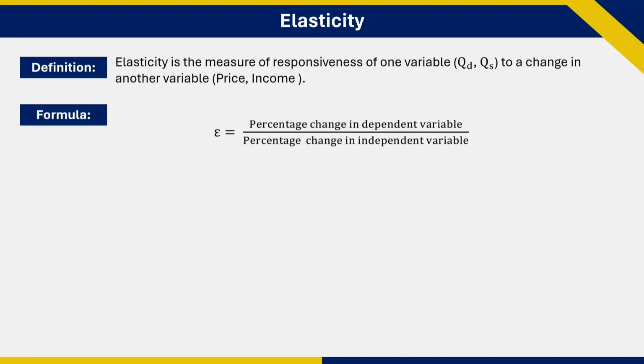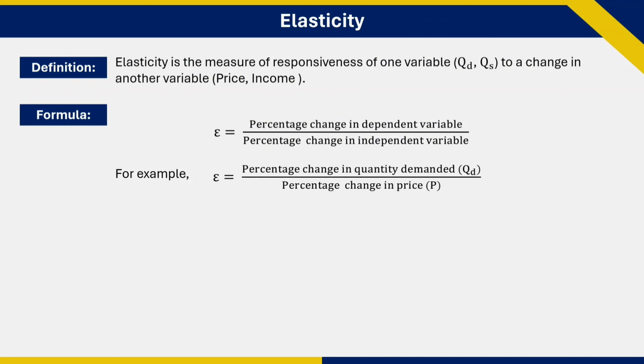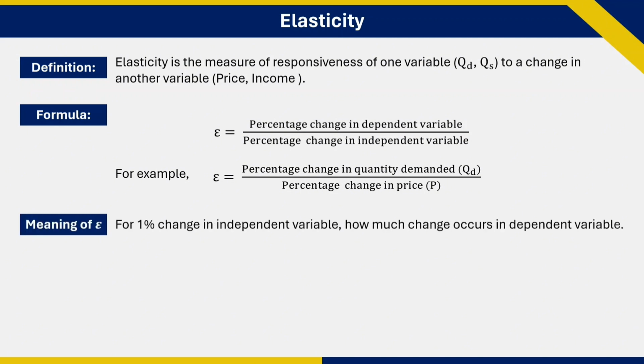The basic formula of elasticity is percentage change in dependent variable divided by percentage change in independent variable. For example, percentage change in quantity demanded divided by percentage change in price. The meaning of elasticity is referred to as: for a 1% change in the independent variable, how much change occurs in the dependent variable.